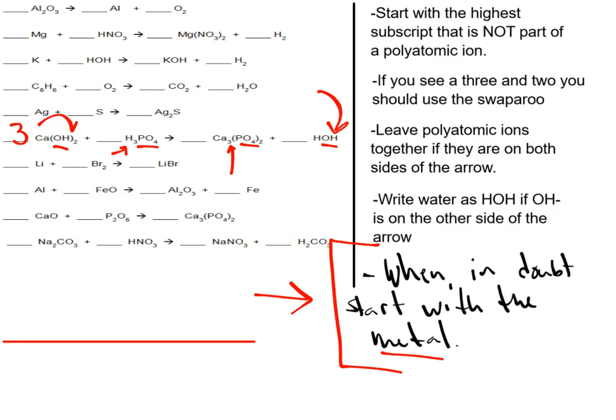What is 3 times 2? That's 6. So how many OHs do I need over here? 6. How many H's does that make? 6. So what do I need in front of this 3? A 2. What does that do to the PO4? Makes it a 2, but that's dandy because I already have a 2. So I put a 1, 3, 2, 1, 6.